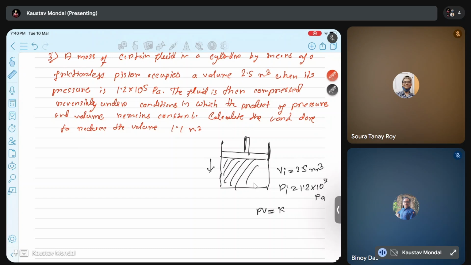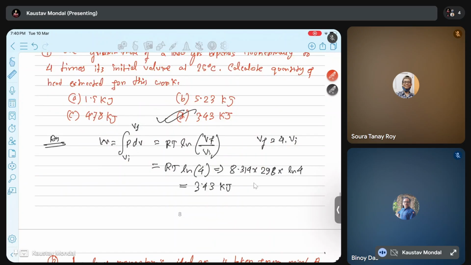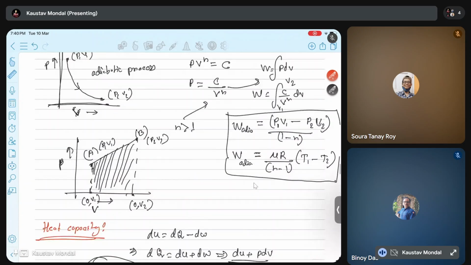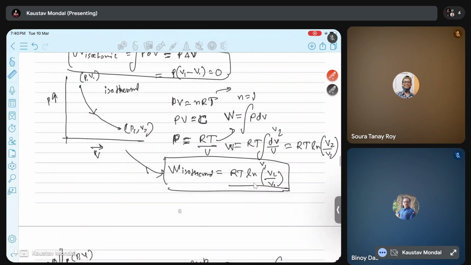Calculate the work done that is needed to reduce the volume to 1.1 meter cube. So Vf is 1.1 meter cube. Now the work done you have to calculate, so delta W you have to calculate. From the nature of the problem, you already figured out that the process is an isothermal process, right? So for the isothermal process, you already know the work done is this formula I have to use.